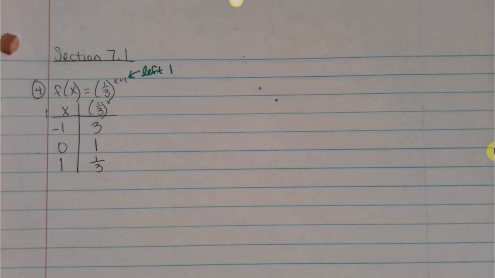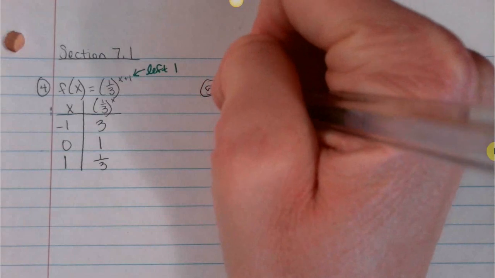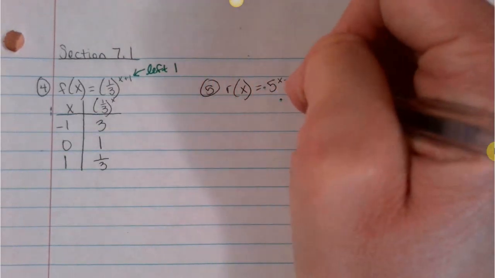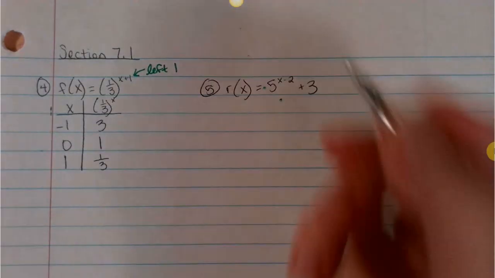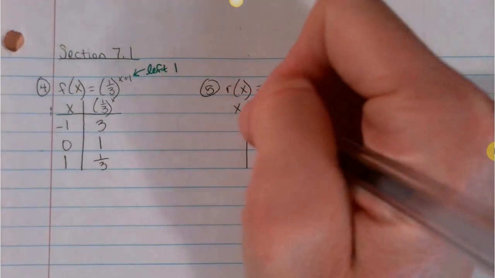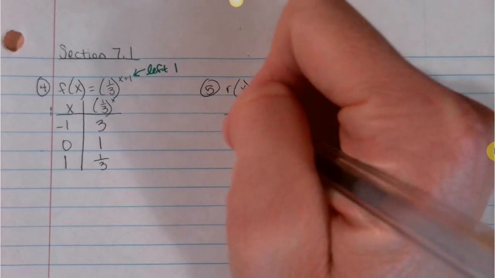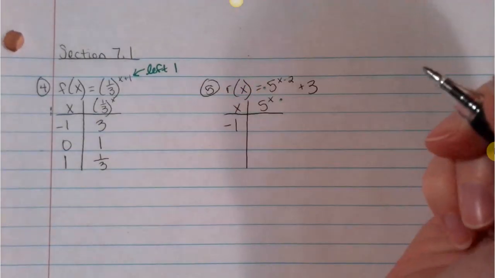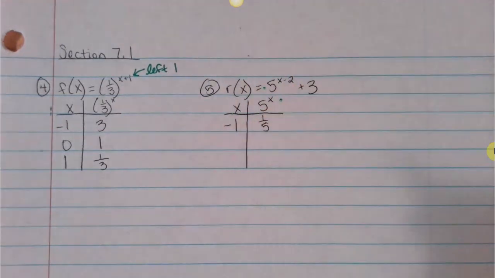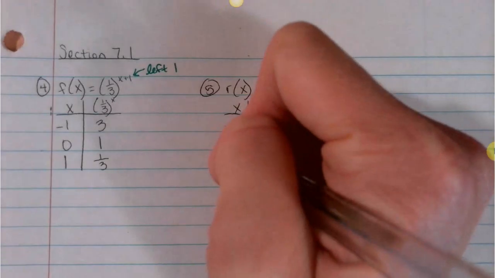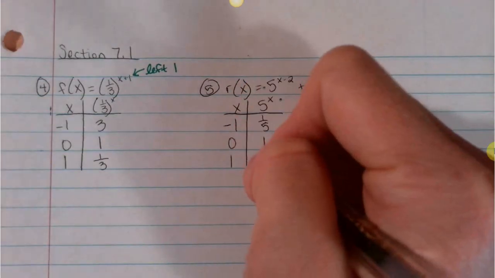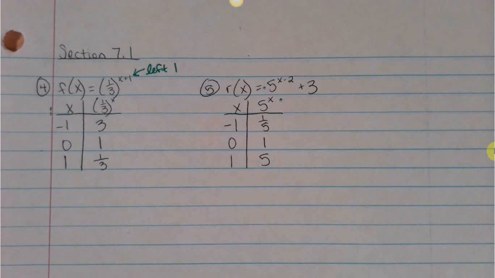For number 5, we're given r of x equals 5^(x-2) + 3. So here again, I'm going to start with my little table. This time my base function is going to be 5^x. So when x is -1, 5^(-1) is 1/5. When x is 0, 5^0 is 1. And when x is 1, 5 to the first is 5.